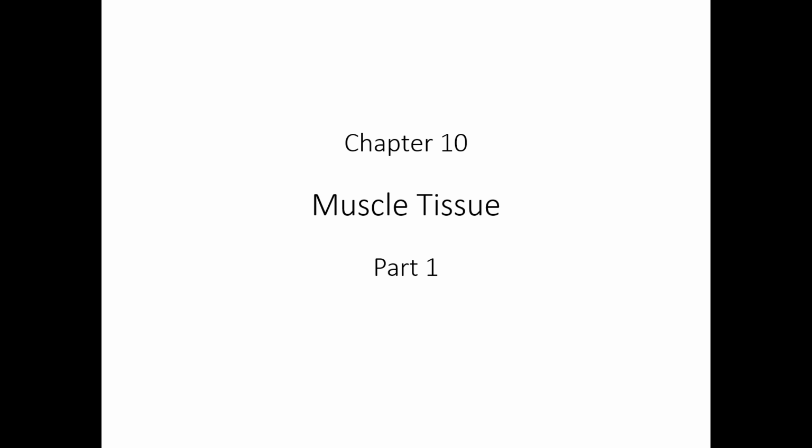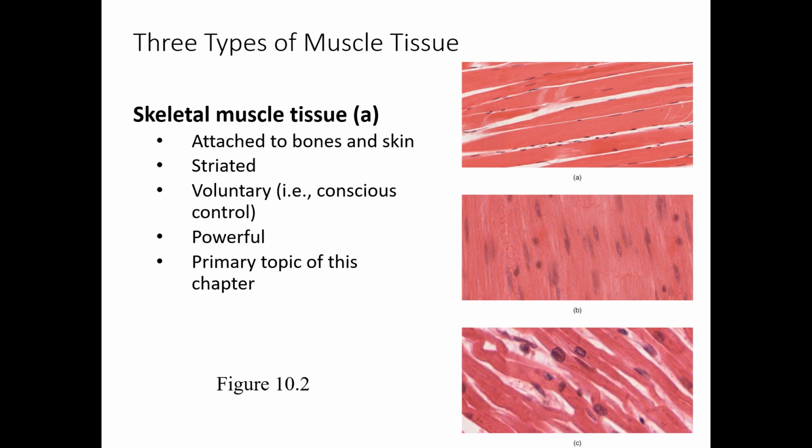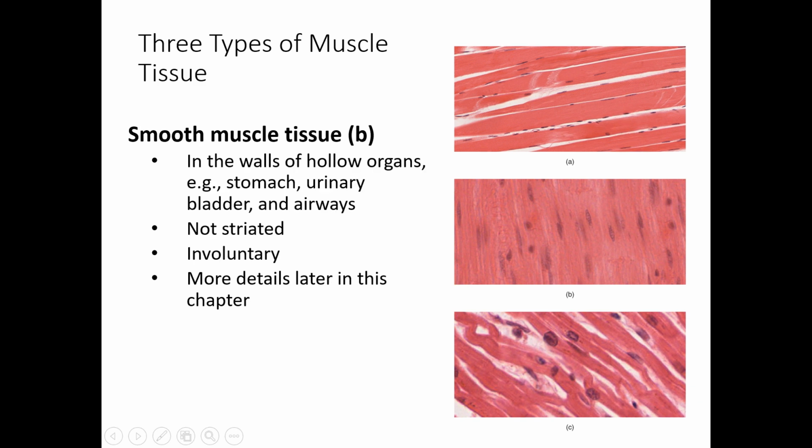Chapter 10, Muscle Tissue, Part 1. You remember from histology that there are three types of muscle tissue. Skeletal muscle tissue, that one is usually attached to bones, sometimes to skin. It is striated, has striations, here you can see them. It's voluntary, so you can control it. It's strong and powerful, and mostly in this chapter we'll be talking about skeletal muscle tissue.